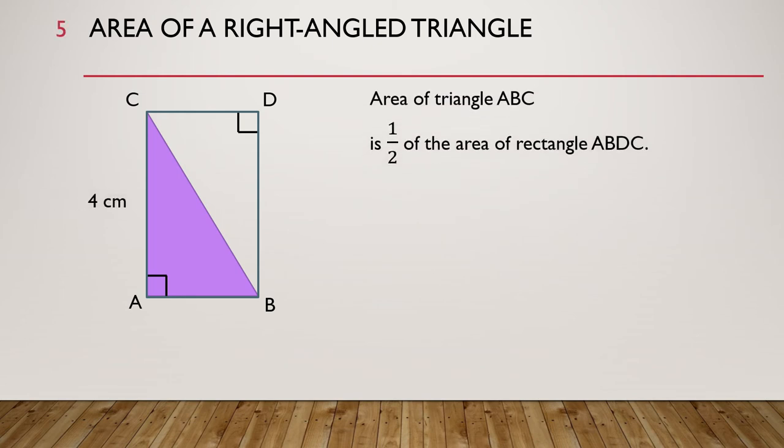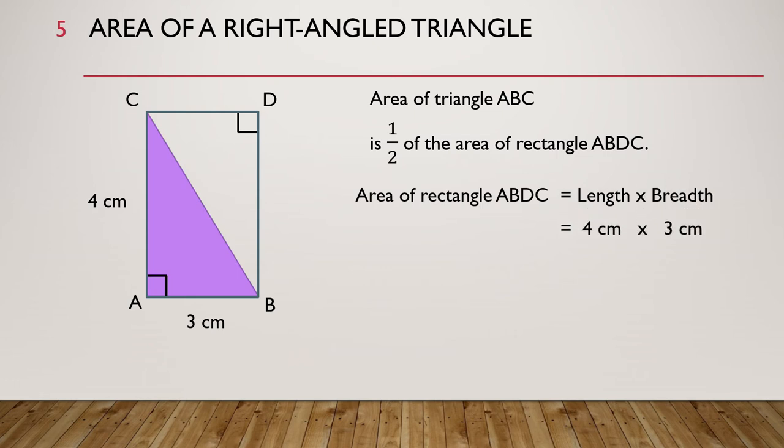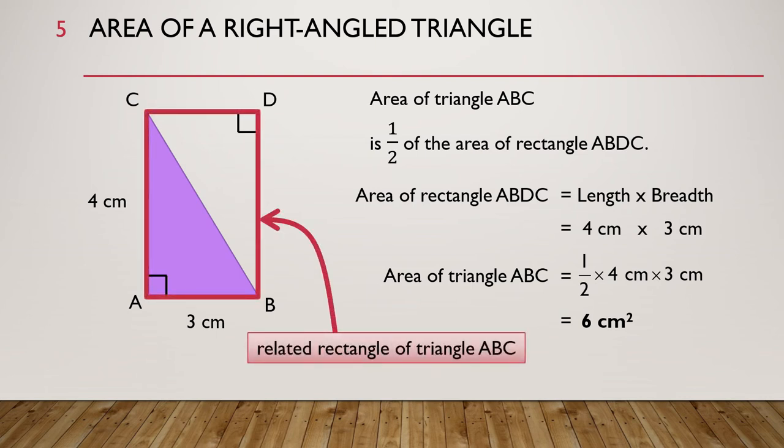So let's say the length of the rectangle is 4 cm and the breadth is 3 cm. Then the area of rectangle ABDC is equal to length times breadth, which is equal to 4 cm times 3 cm. The area of triangle ABC is half of the area of rectangle ABDC, so it is equal to half times 4 cm times 3 cm, and that is equal to 6 square centimeters. We call rectangle ABDC the related rectangle of triangle ABC.